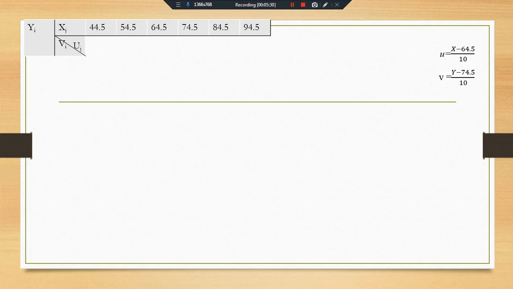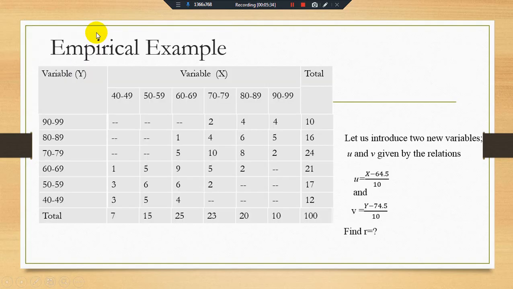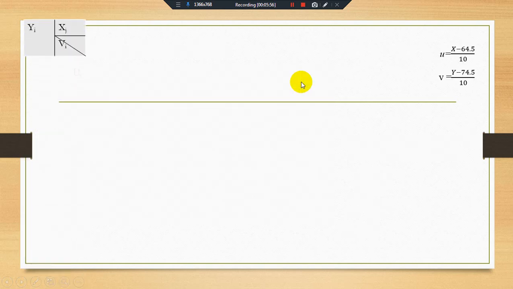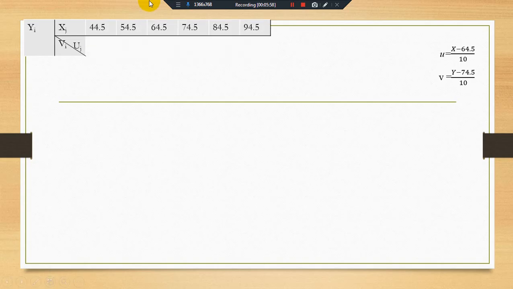We have a midpoint for x. You know how we can find the midpoint: you sum the class limits and divide by 2. Sum 50 plus 59 and divide by 2, and like that 90 plus 99 divided by 2, and you get the midpoints of variable x and variable y. We get the midpoint of x and the midpoint of y.